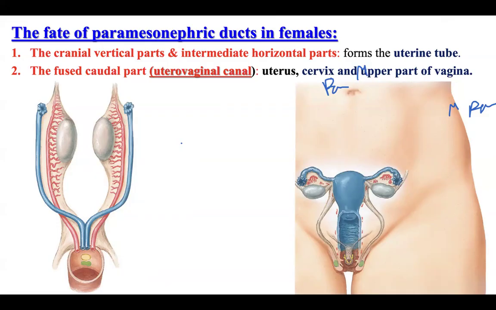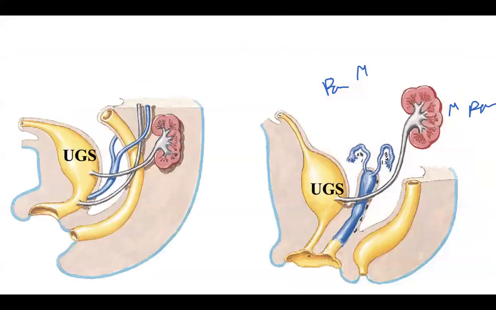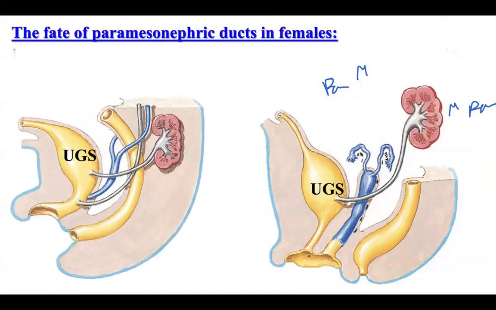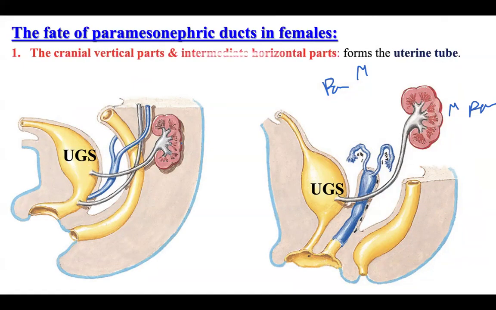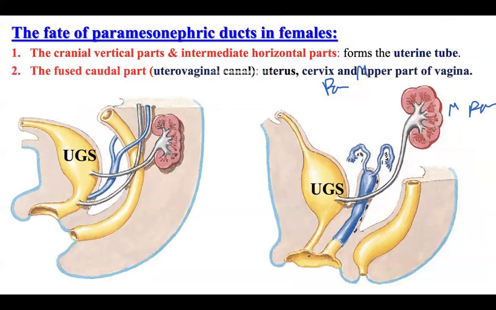We have to identify, very important, the derivatives of the paramesonephric duct in males and in females, and also the mesonephric duct in males and females. What happened to the mesonephric and paramesonephric? The cranial part is the same. And the yellow color here is the urogenital sinus, which the caudal end will open inside.